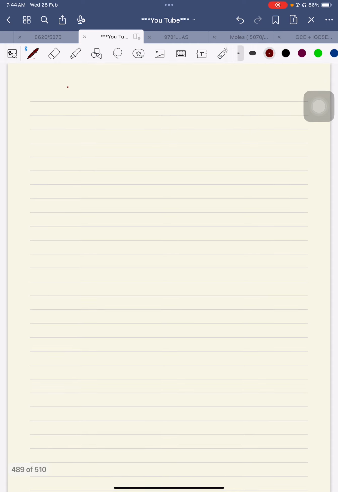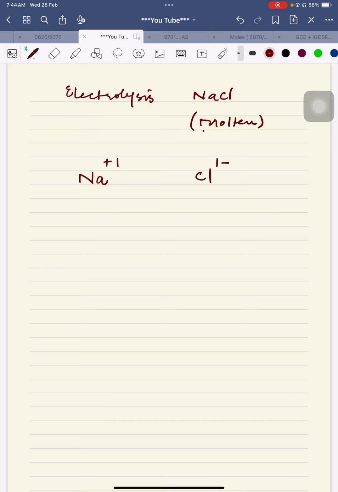It is the electrolysis of molten sodium chloride. It means that it is just sodium chloride and we are heating it until it melts and can have free ions. So what are the ions from sodium chloride? They are Na+ and Cl-. Na is a part of group number 1, hence it will acquire a charge of plus 1. Cl is a part of group number 7, hence it will acquire a charge of minus 1.